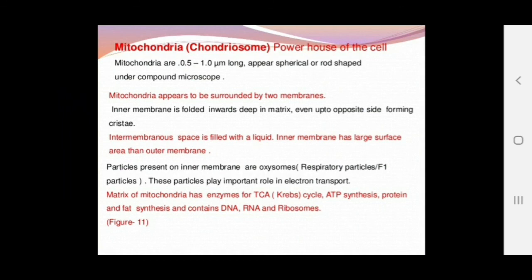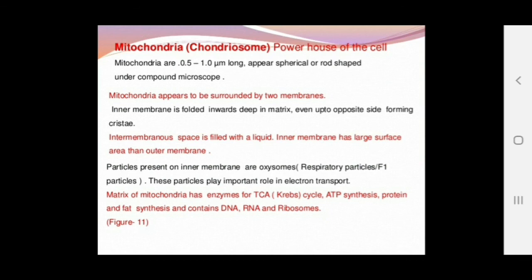These are also called the powerhouse of the cell or chondriosomes. Mitochondria are 0.5 to 1 micrometer long and appear spherical or rod shaped under the compound microscope. The mitochondria is the largest organelle of the animal cell. In plant cells, they are smaller, and smaller than the chloroplast.